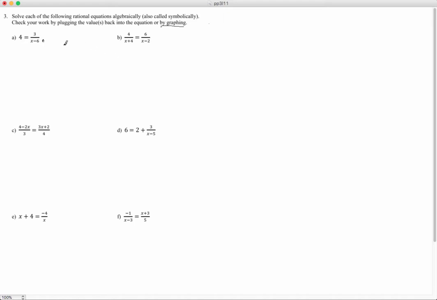So in part A, we're asked to solve 4 equals 3 over x minus 6 by doing that algebraically, and to check our work by plugging the value back into the equation or by graphing. We're going to do the by graphing trick. Okay, so that's what we're going to do.